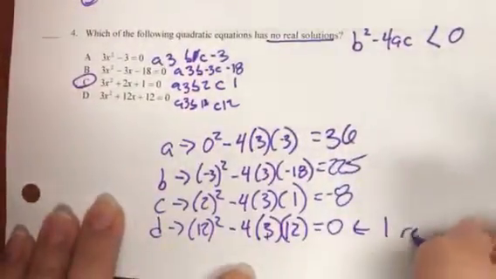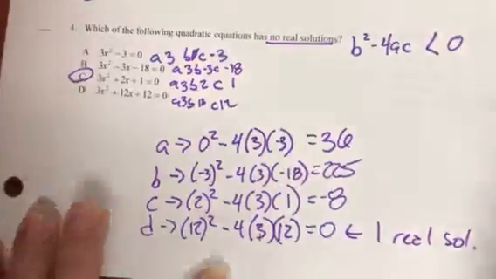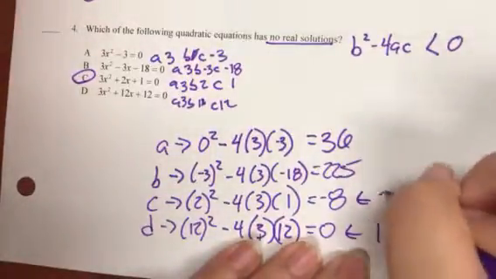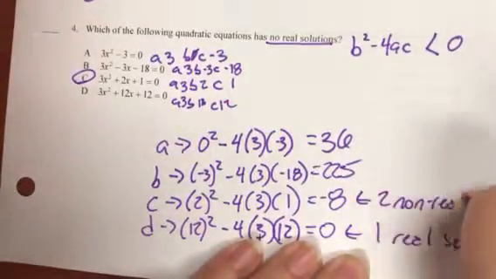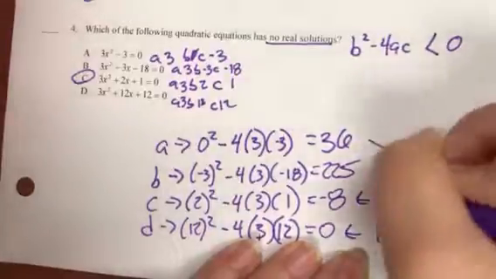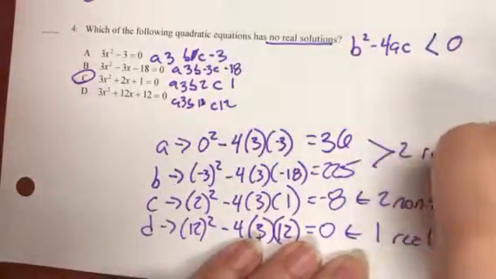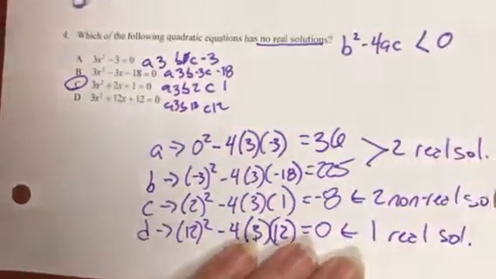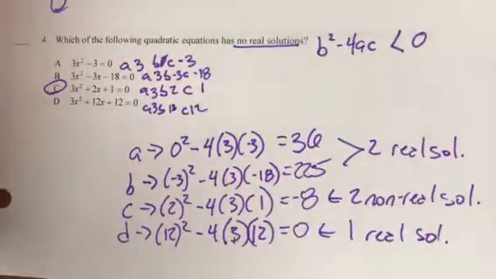This has one real solution. This is going to have two non-real solutions. And both of these are going to have two real solutions. Okay, so the answer was C because they asked for two non-real solutions.